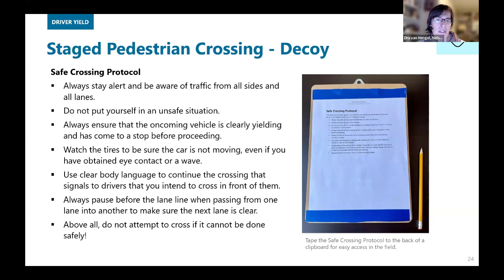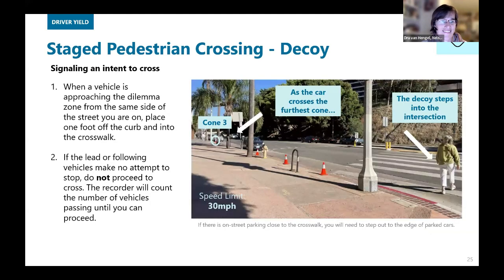Use clear body language to continue the crossing that signals to drivers that you intend to cross in front of them. Always pause before the lane line when passing from one lane into another to make sure the next lane is clear if it's a multi-lane crossing. And above all, do not attempt to cross if it cannot be done safely. It's perfectly fine to decide that the speeds are too high or the visibility is insufficient and pick another location to do the data collection or another metric.